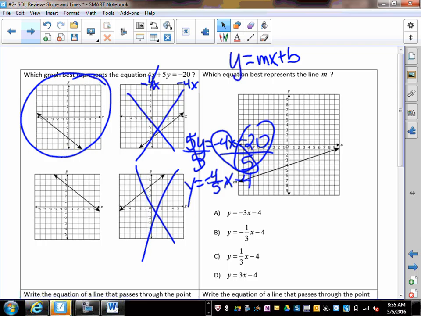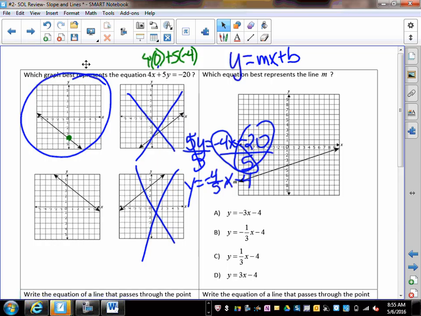To check to make sure you did it right, you can actually pick a point on your graph, the point (0, -4), and put that into your equation here. You get 4 times 0 plus 5 times -4. Punch it in your calculator and you find it equals -20. Again, another way to check your answer.